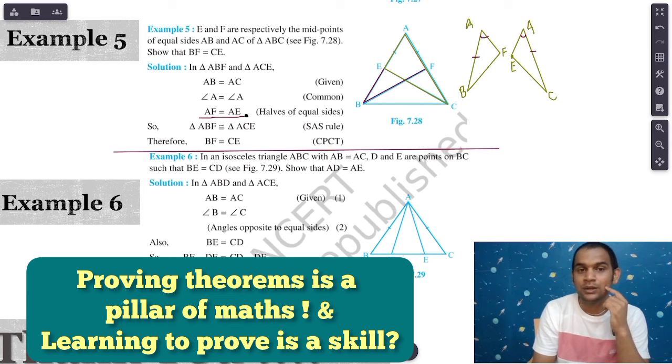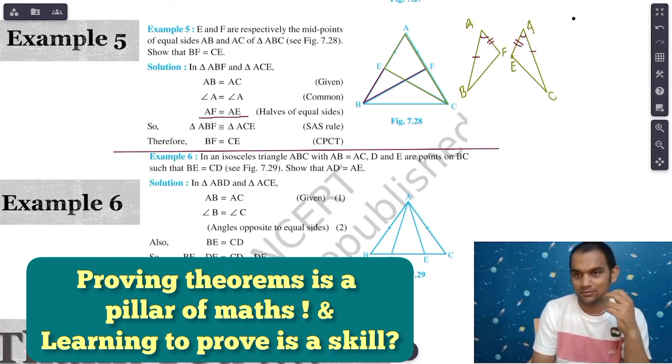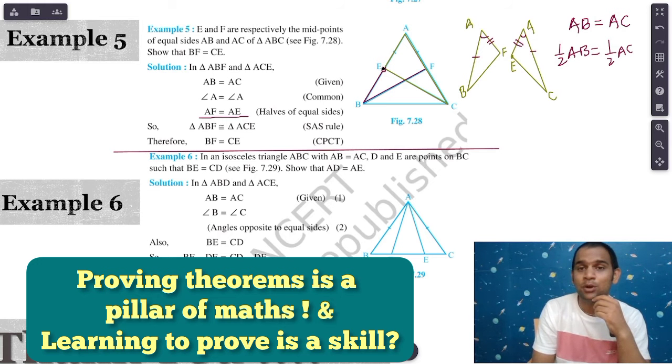AF equals AE. Now, how are we able to say AF equals AE? Because AB is equal to AC, if we take half of two equal things, what is happening exactly? Since AB equals AC, if I take half of AB, will that be equal to half of AC? Absolutely, right? Now, since E is the midpoint, half of AB is AE. Since F is the midpoint, half of AC is AF. That is what we wrote. So AF is equal to AE.